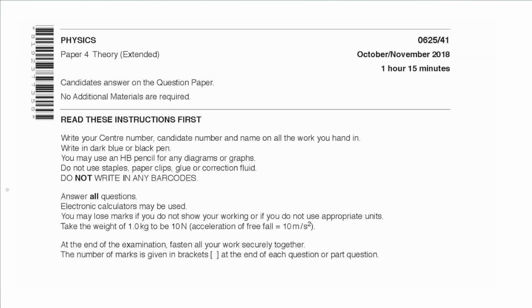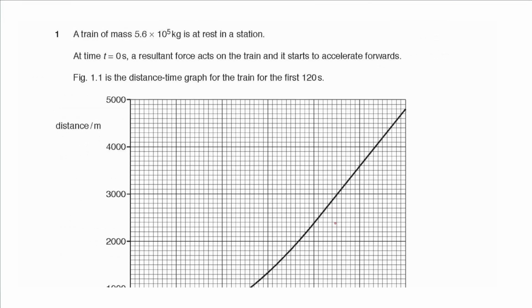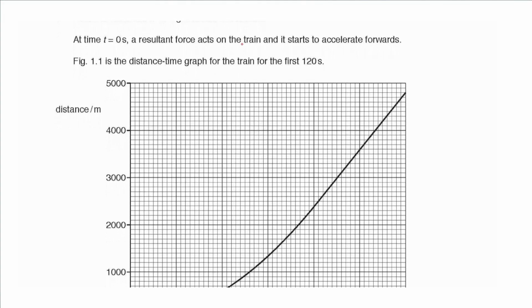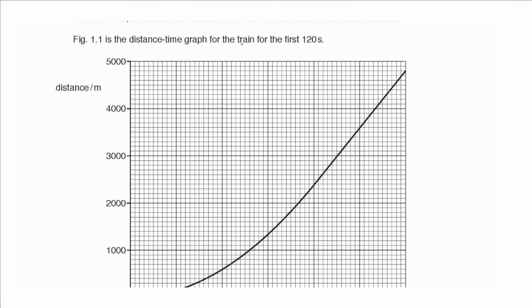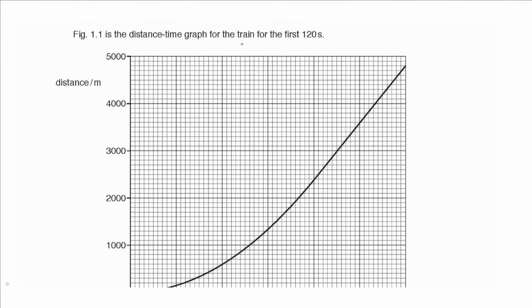In this video I will be solving the paper for the exam for October-November 2018 variant 1. So let's get started. Question 1 says a train of mass 5.6 times 10 to the power of 5 kilograms is at rest in a station. At time t equals 0 seconds, a resultant force acts on the train and it starts to accelerate forwards. Figure 1.1 is the distance time graph for the train for the first 120 seconds.